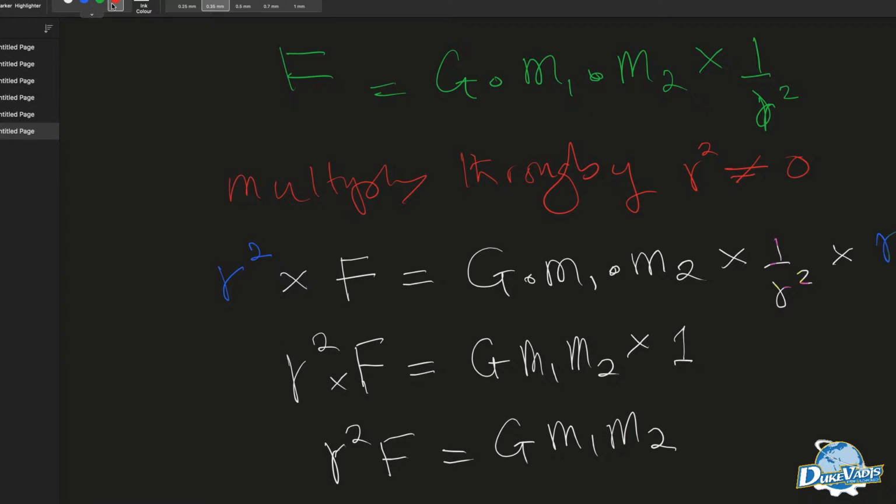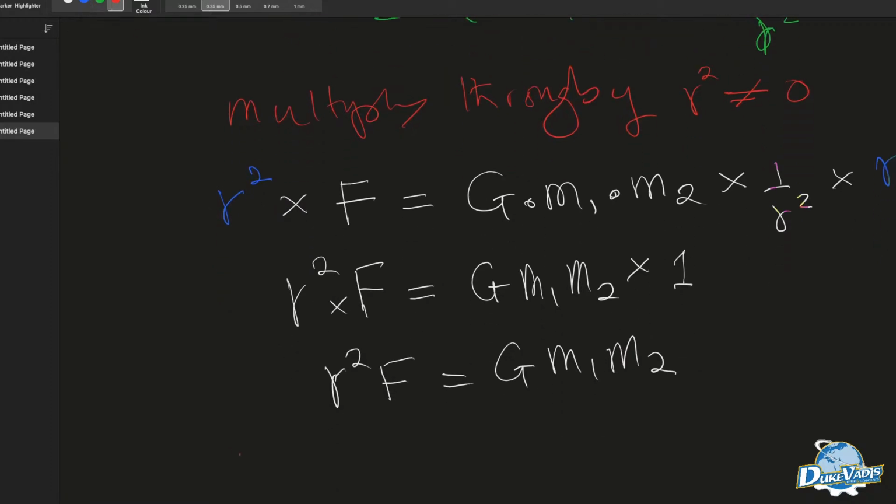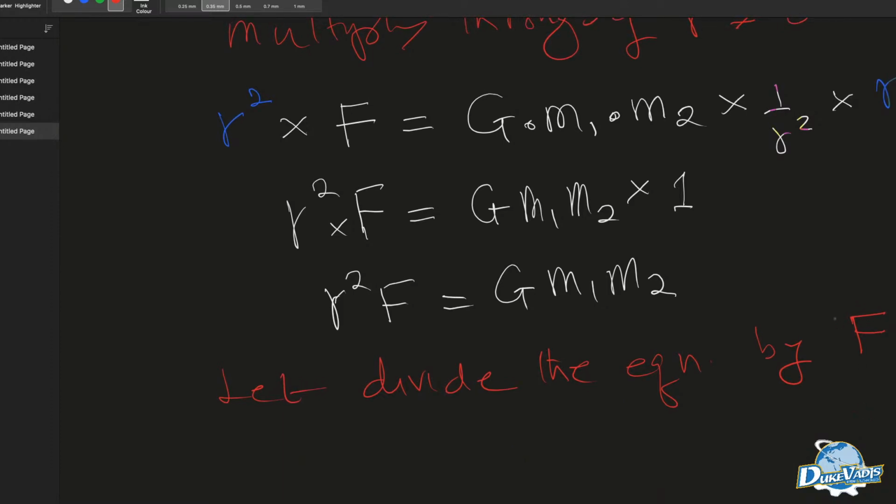So let's divide the equation by f. Let's see that one. Our equation is r squared f is equal to G m1 m2. So we are going to divide here by f, here by f, and here by f.